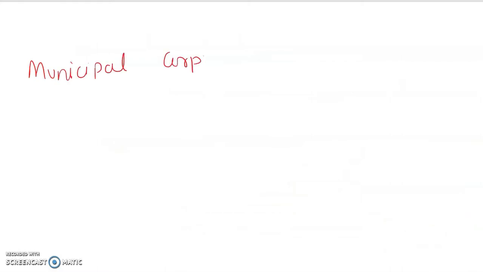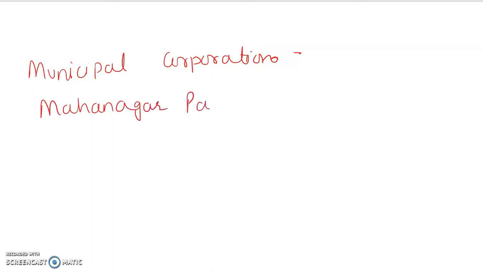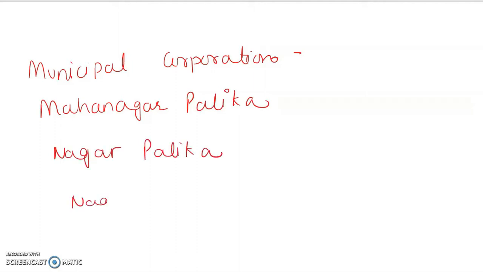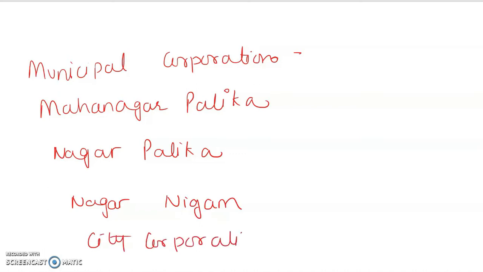Now, a lot of you might not have heard the word municipal corporation, so let me tell you we have other names for it. Some people call it Mahanagar Palika. Most of them also call it Nagar Palika, or Nagar Nigam. You can also call it City Corporation. So it basically administers the population of the city.